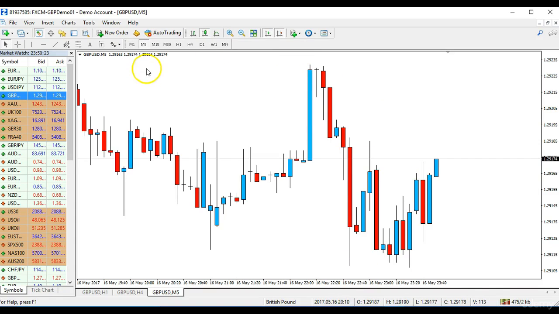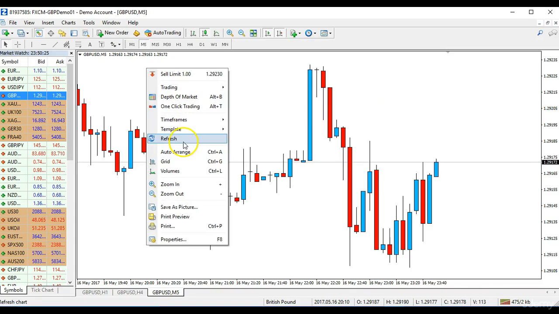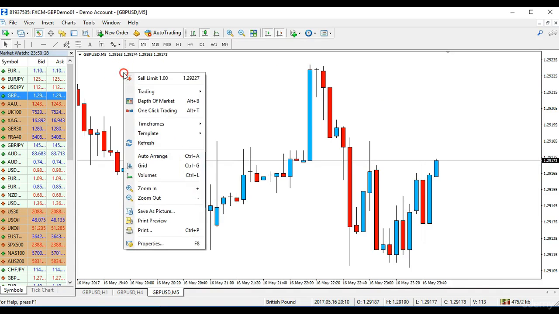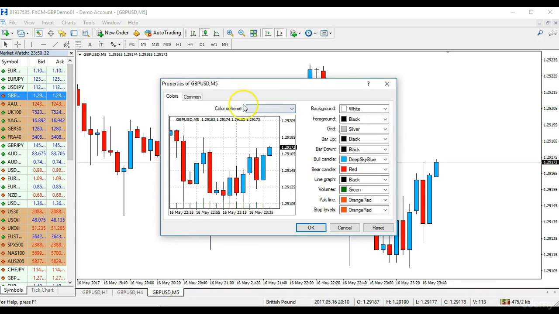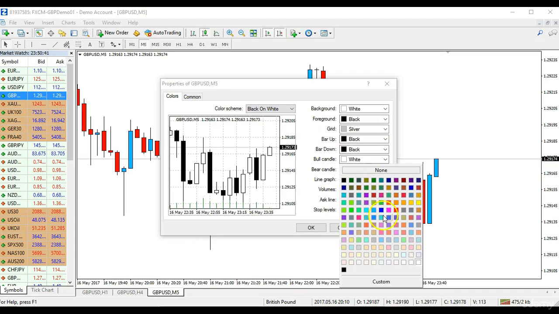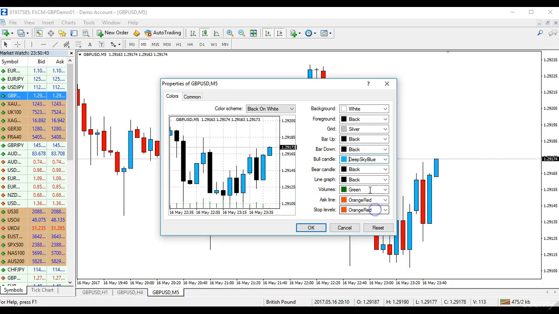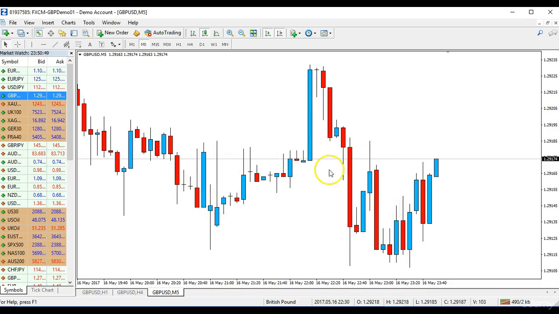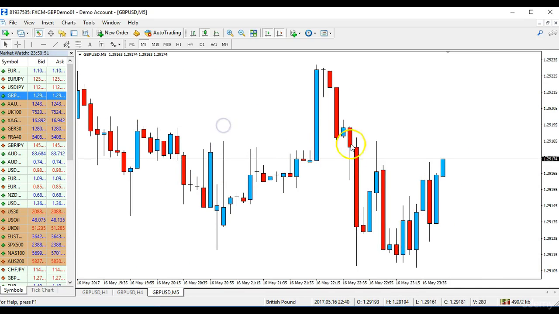Now, if you want to color and create your chart, you right click, click on properties, and then you can choose your color scheme. Let's say I choose black on white. Then you can choose the color of your candles. I tend to choose blue going up and red going down. That's basically how I set up my candles.